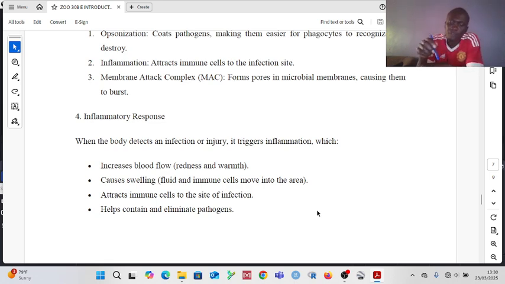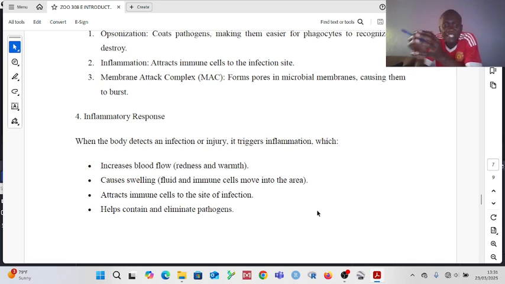Ukiona mahali penye ukiumwa na nyuki ama umwe na anything, that place usually swells. Then ukiangalia, unaona ni kama it becomes a bit more red, because the redness and the warmth is because of the increased blood flow to that place. And as the blood comes in, the swelling will happen because there is more fluid and there are more immune cells that have been moved into that place.